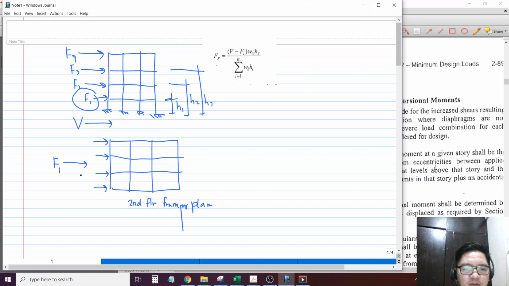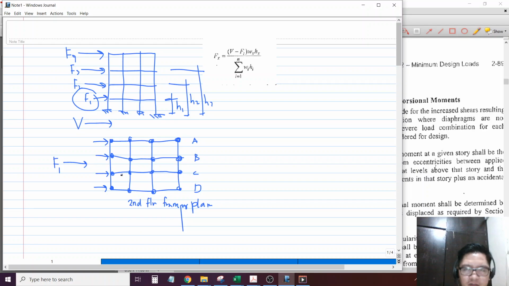And then, paano mo naman i-distribute yung F1 dito sa ating building? Well, it depends dun sa stiffness ng iyong building or ng iyong frame dito. Say ito ay grade A, grade B, grade C, grade D. Syempre, gawin ko na lang bilog, ha? So, yan yung mga columns. So, magdedepende yung distribution ng forces na yan sa framing plan mo.